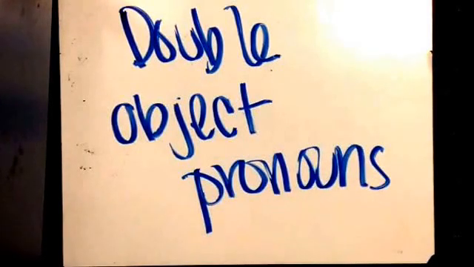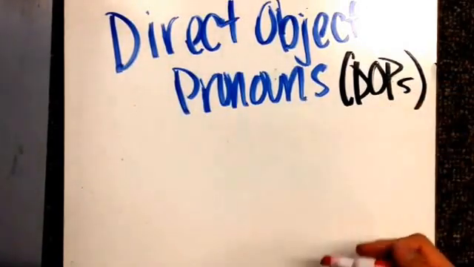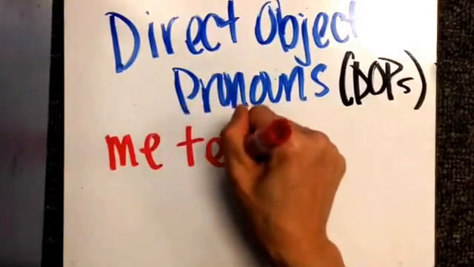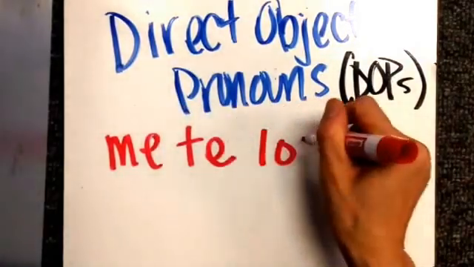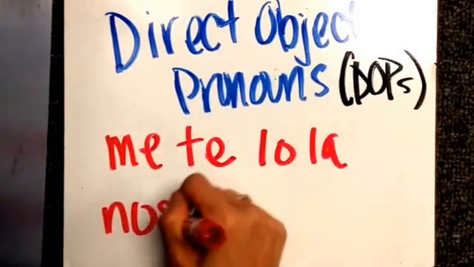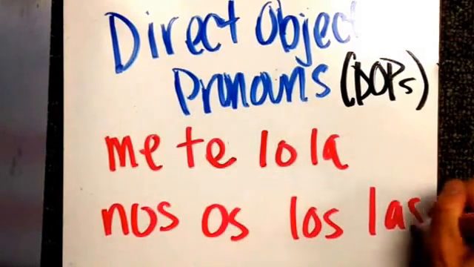We've talked about indirect object pronouns, we've talked about direct object pronouns, and now we're going to put them together and call them double object pronouns. So to quickly recap, our direct object pronouns are me, te, lo, la, nos, os, los, and las.